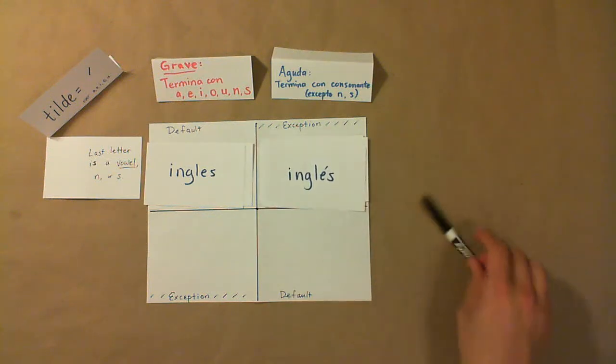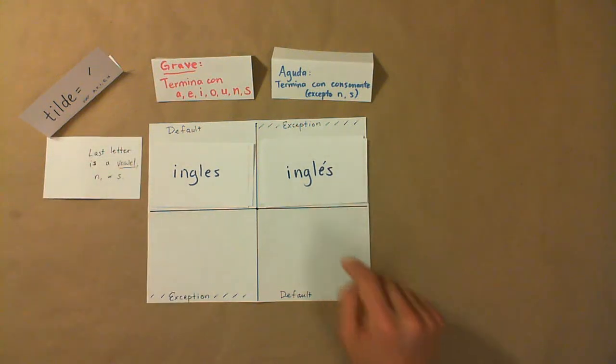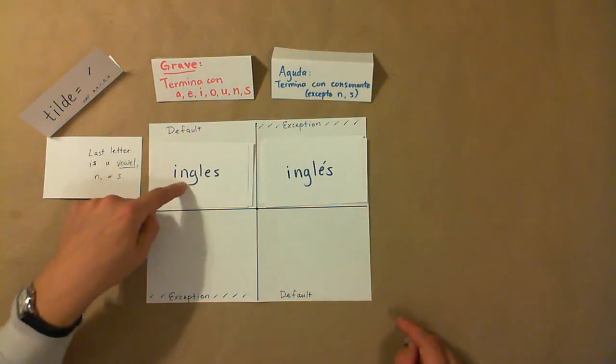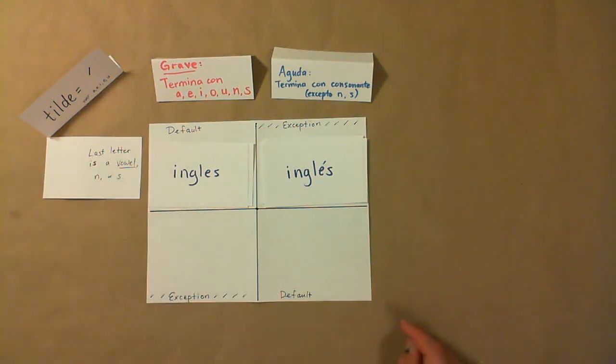Which word here is the name of the language I'm speaking right now? This one. It sounds like inglés. This is a word in Spanish, but it means crotches, which is probably not what you want to say when you're talking about what you speak.